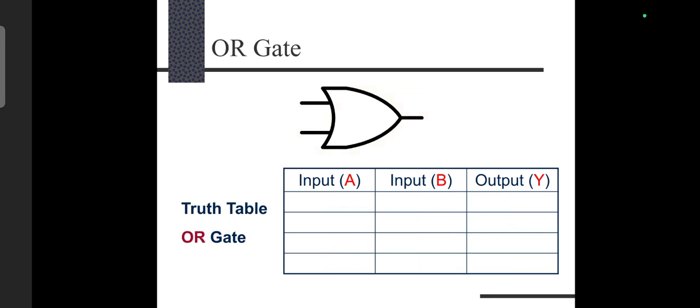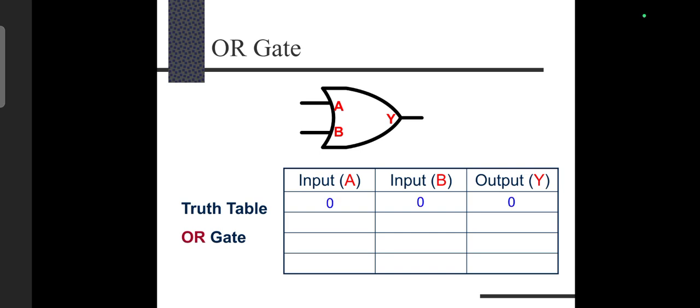Next we will discuss the OR gate. The OR gate also has a minimum of 2 inputs and 1 output. Inputs are marked as capital A, B and the output is marked as capital Y. Here the OR gate logic operation is whenever at least one of the inputs is 1, the output is equal to 1. Otherwise the output is equal to 0. Based on this we can form the truth table for this OR gate.